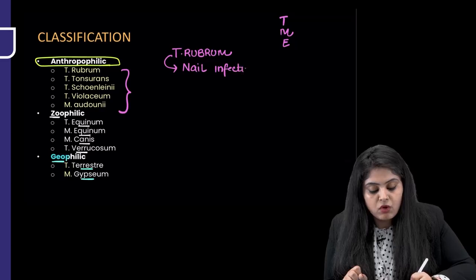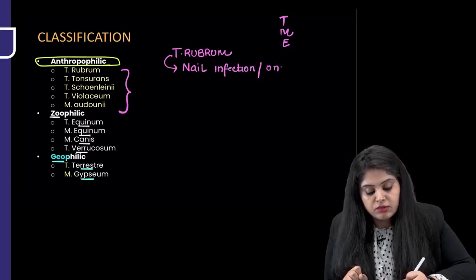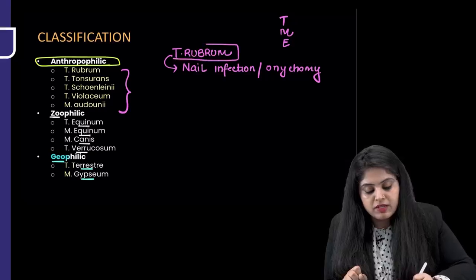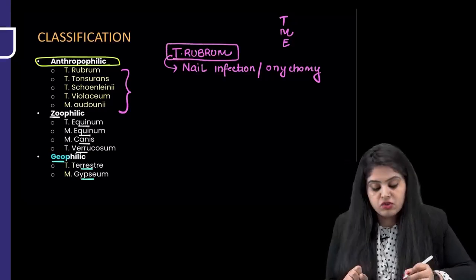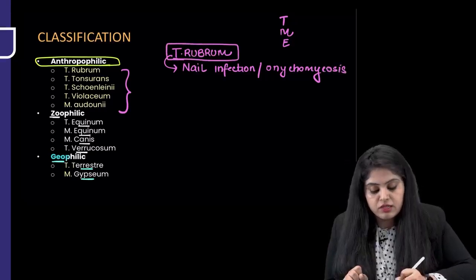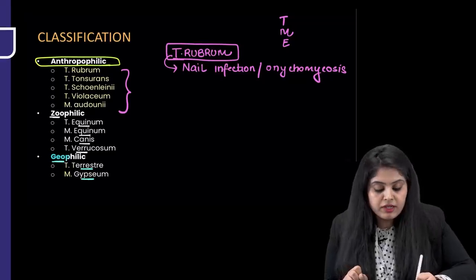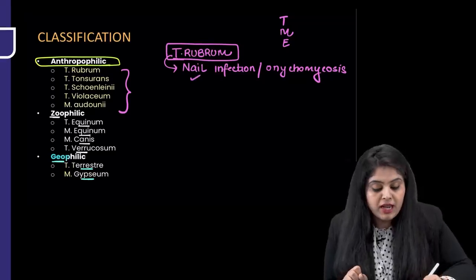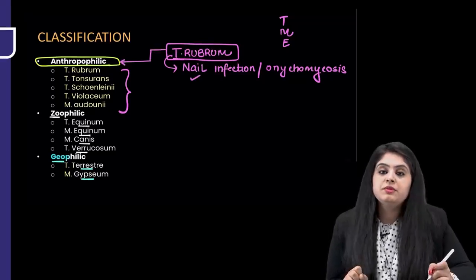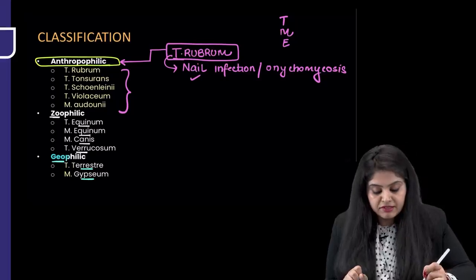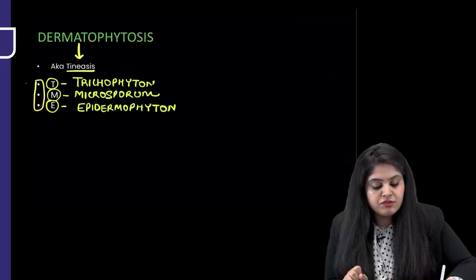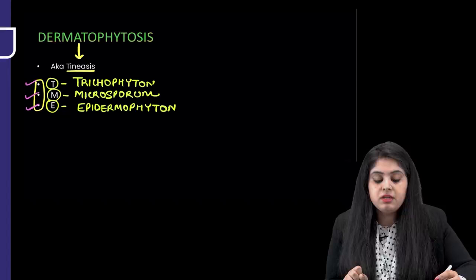Nail infection is very common. Nail infection is known as what? It is known as onychomycosis, right? One of the trichophytons which is very famous for causing this nail infection is going to be Trichophyton rubrum. And if they ask you, okay, there's Trichophyton rubrum causing nail infection, what category does it come under? It comes under anthropophilic.